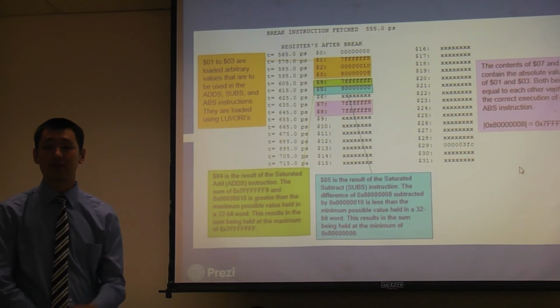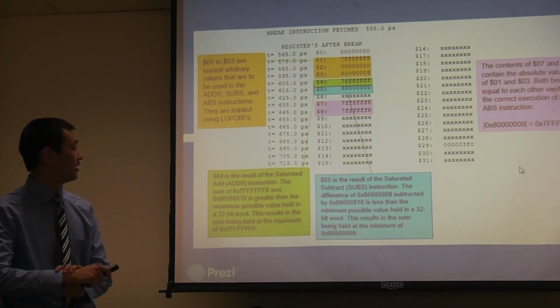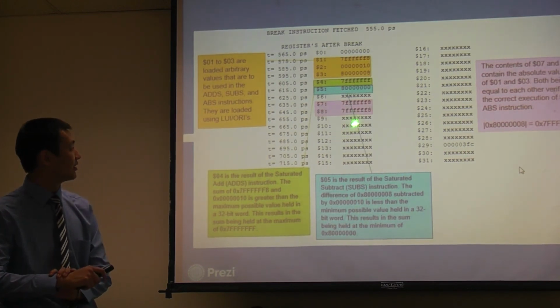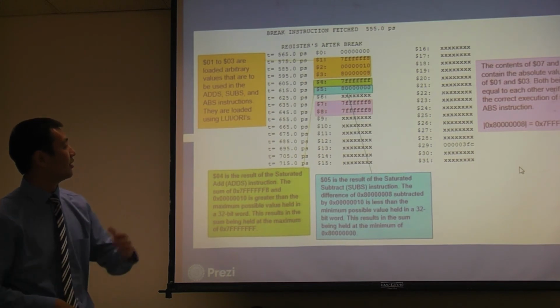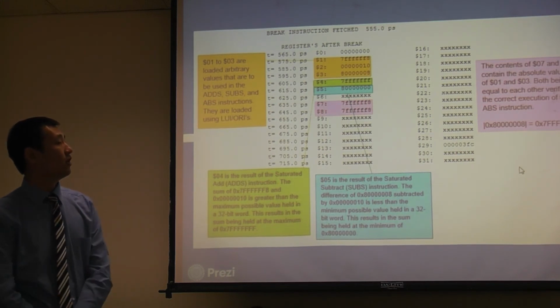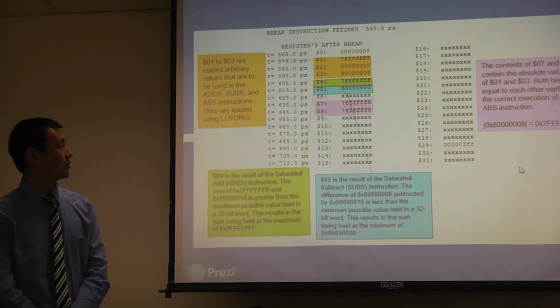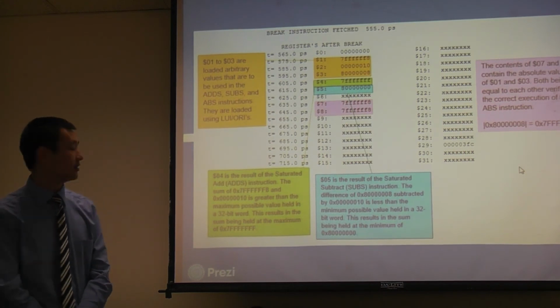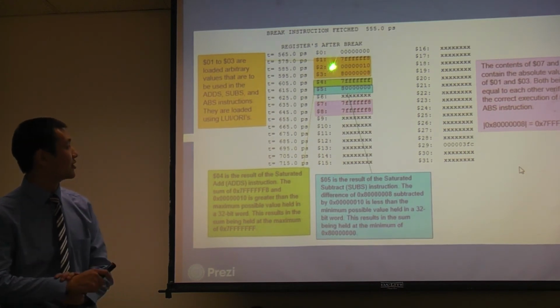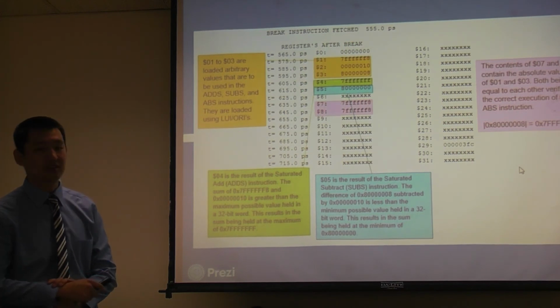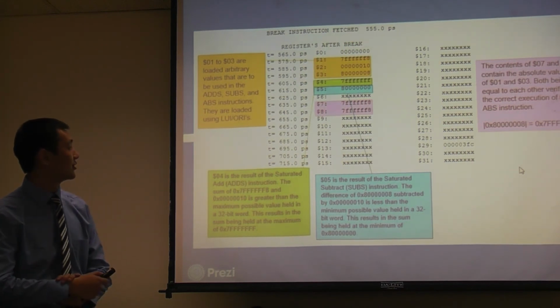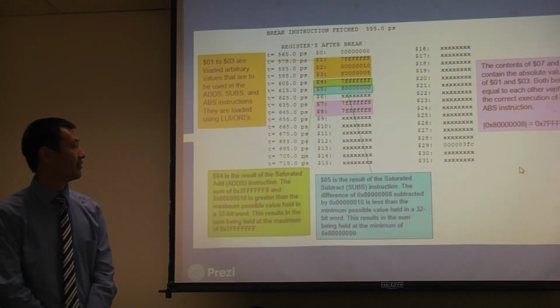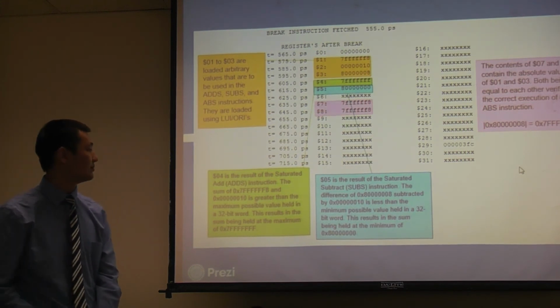Lastly, our absolute instruction is shown here. Again, it was our register 1 and register 3 that were used in our absolute instruction. Register 1, there's no change because it's already a positive number, and register 3 is a negative number and is converted into 7FFF FFF8.